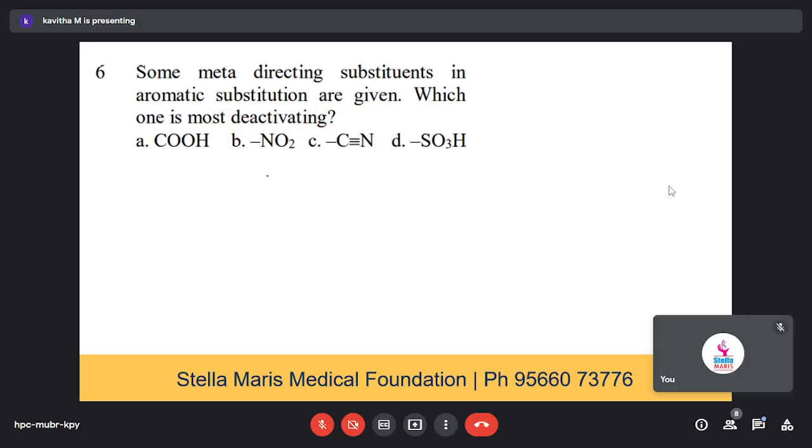Some meta-directing substituents in aromatic substitution are given. Which one is most deactivating? All are deactivating groups. Which is the most deactivating group among these? Deactivating group means a strong electron withdrawing group. Which is the strongest electron withdrawing group?